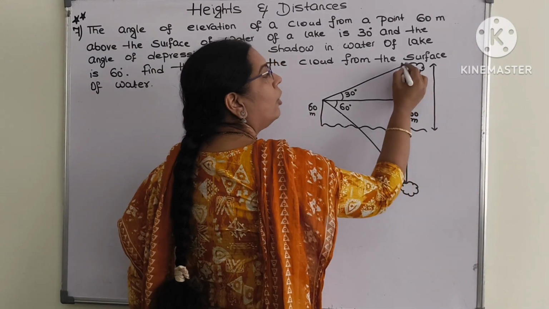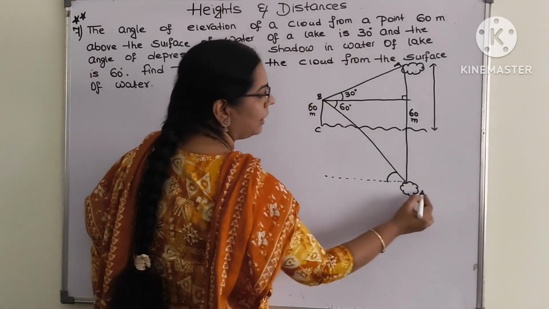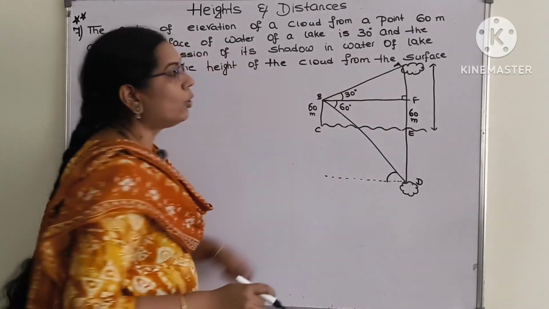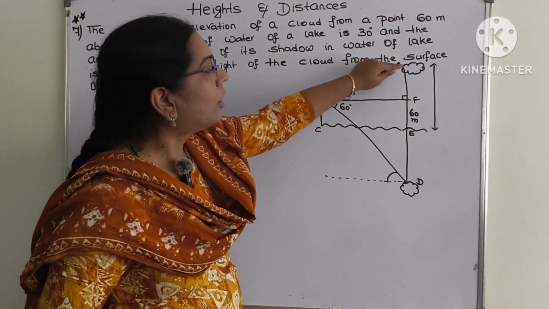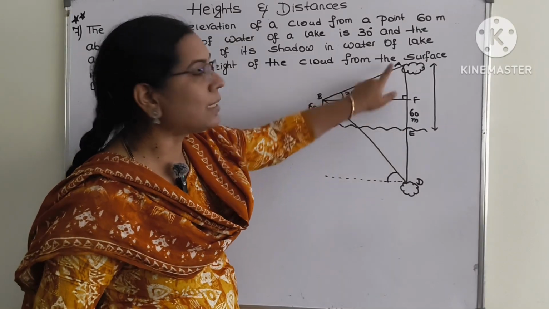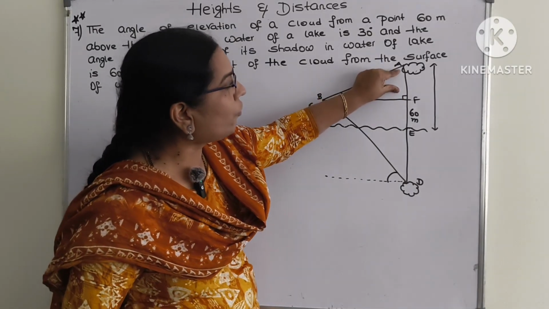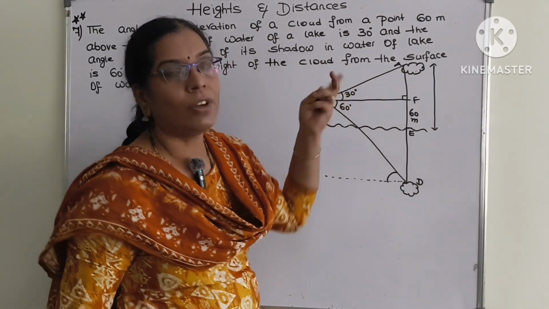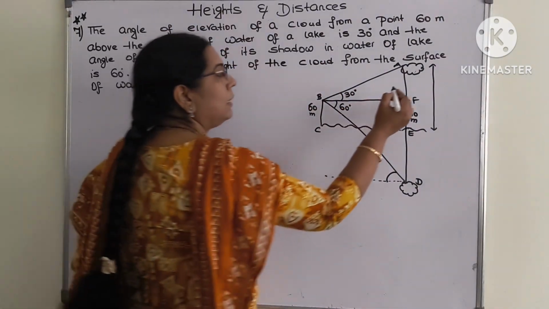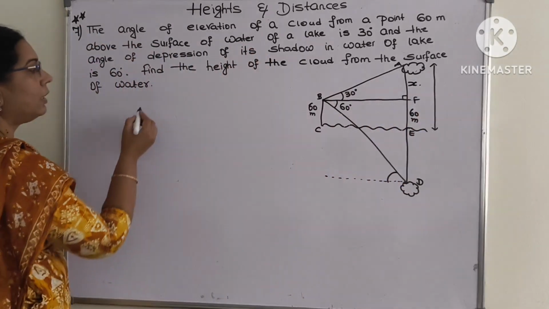And let me first give some names: A, B, C, this B, D, E, and then F. So, what is the height of the cloud from the surface of the lake or the water? It is AE. Out of that I know a little bit, which is 60. If I can find somehow AF, then I can easily find the required answer. Now consider this to be X. Let me write all the steps properly, children.